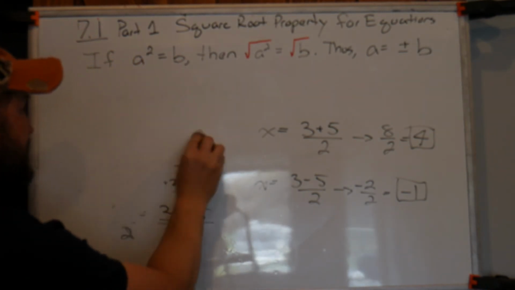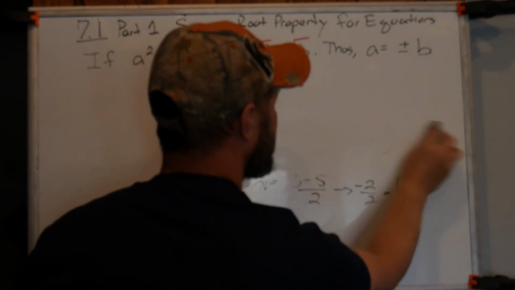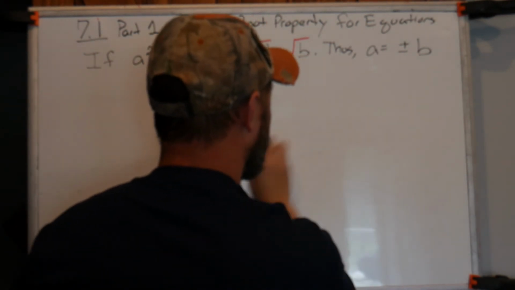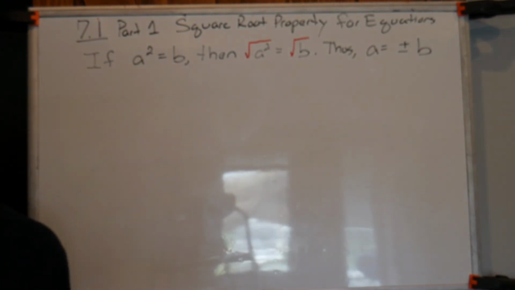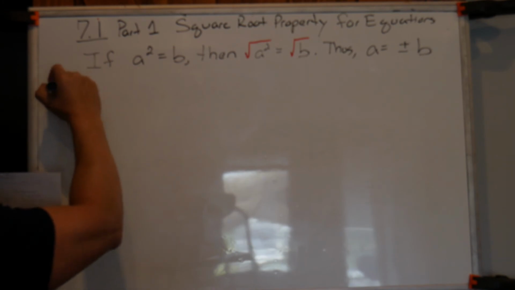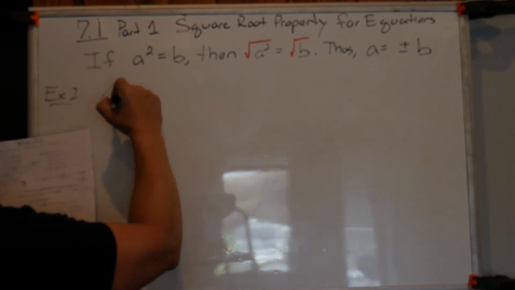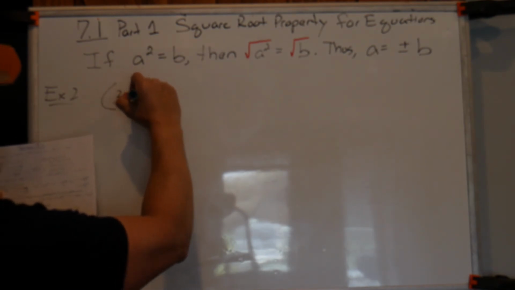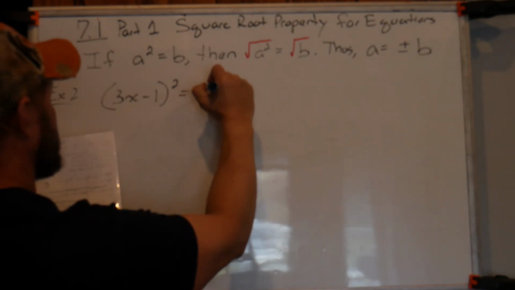I didn't want to try and jam them all in one video just due to time. Also, if you understand this concept, you can jump right to part 2 for completing the square to get a better feel for that concept. So example 2, let's see, they give us solve for x, and they give us 3x minus 1 squared equals a negative 12.